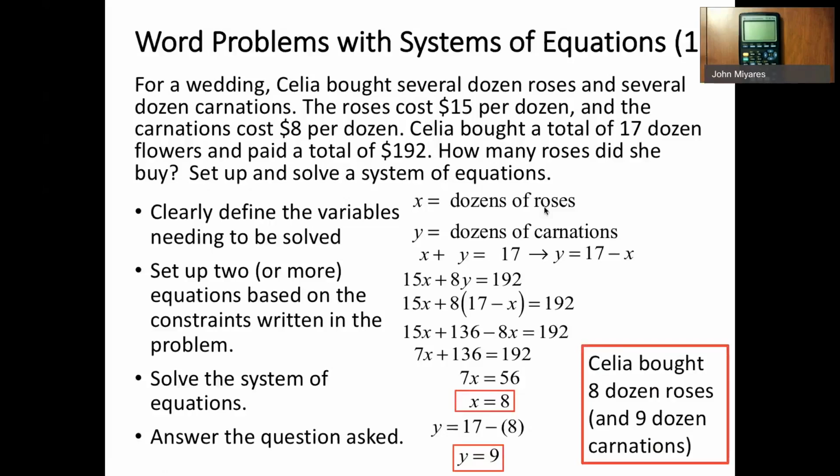So, looking at this process, once we're able to identify what it is we're trying to solve for, we've identified our variables and set up 2 equations, this really shouldn't have been too bad to solve out.